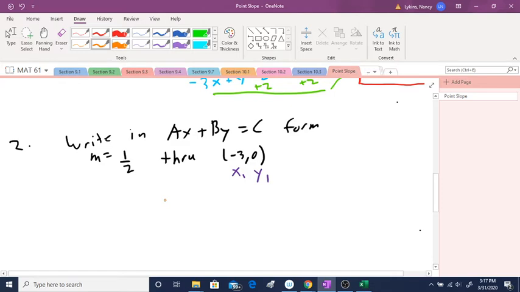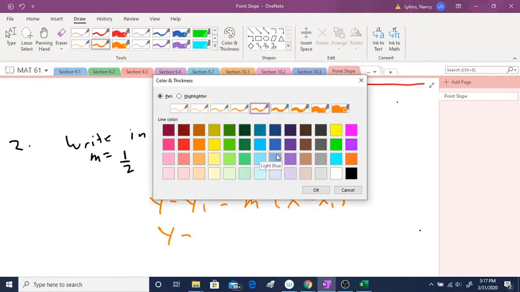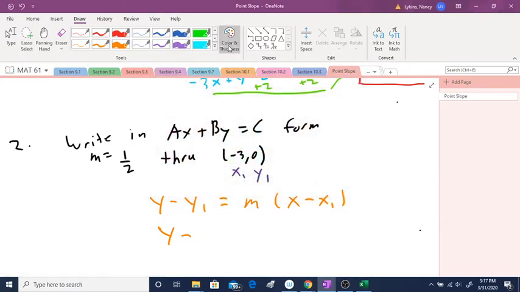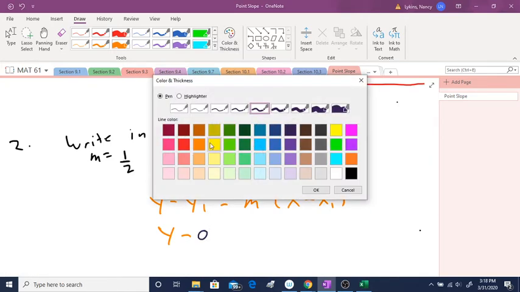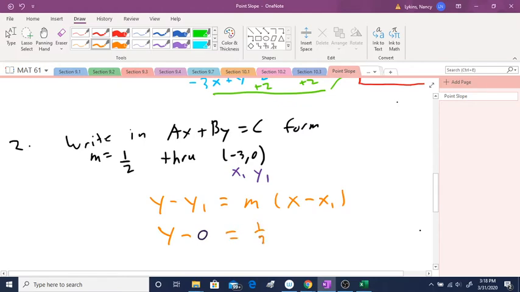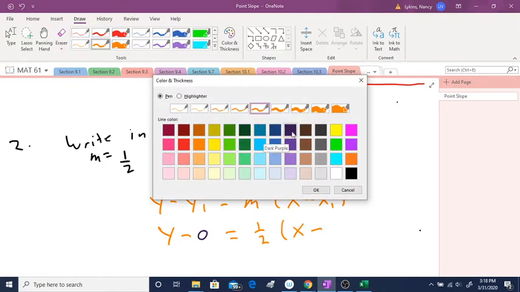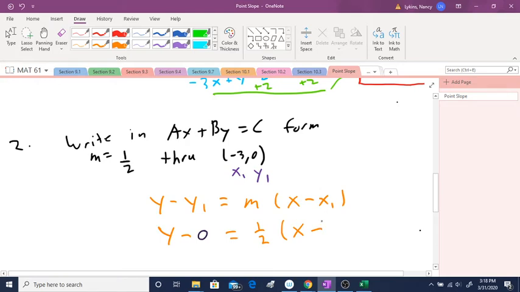So all I'm going to do is put my given information into my y minus y1 equals m times x minus x1. Y minus, in this case, my y1 is 0, and it equals, my m is 1/2, x minus. Now this is where, if we're in a rush, we're going to make a mistake. We're subtracting a negative. So I'm going to put that -3 in parentheses. And now I'm going to begin to work out this problem.